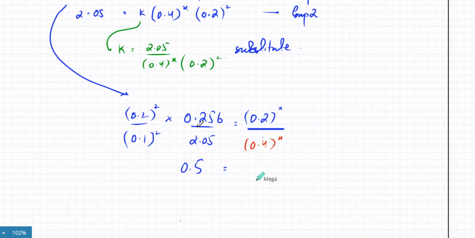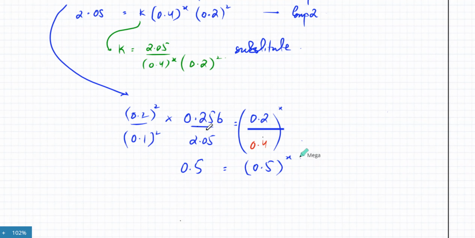What I can do is, this is what it is, right? 0.2 power x over 0.4 power x is basically 0.2 over 0.4 whole power x, okay? And that is basically equal to half power x. So it's equal to 0.5 power x.